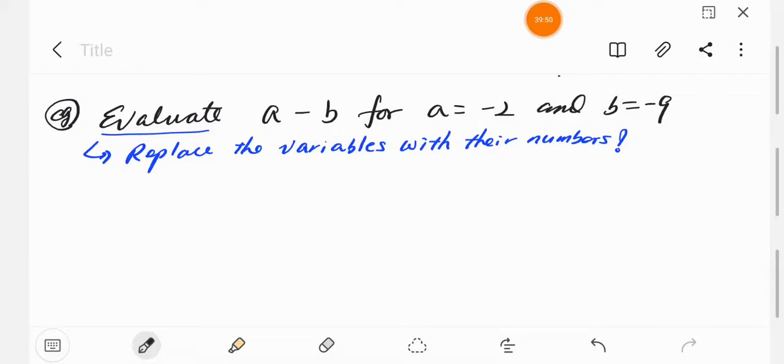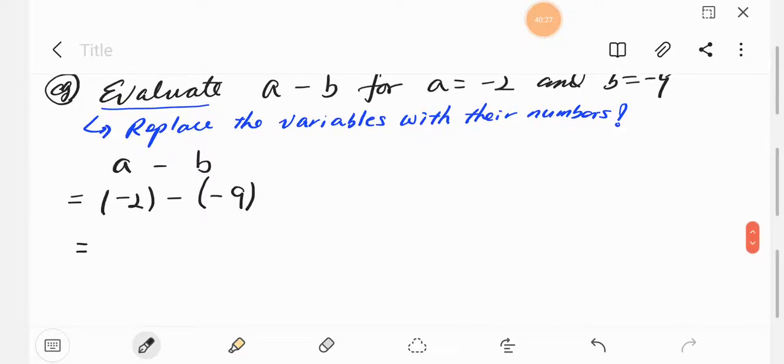Okay, now let's evaluate a minus b for a equals negative 2 and b is negative 9. When you evaluate an expression, what we do is replace the variables a and b with their values. So a is -2, so replace a with -2. So here is a minus b, then just replace it. So a is -2 minus b is -9. When you replace a variable with a negative number, always put parentheses around it. Then it's easier to read and calculate.